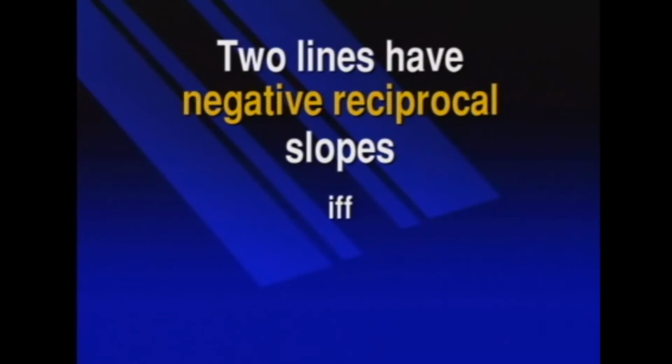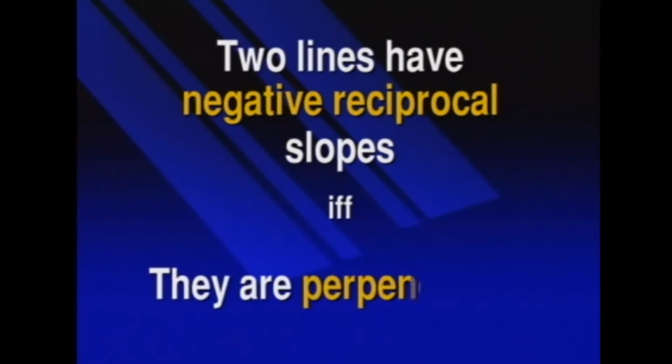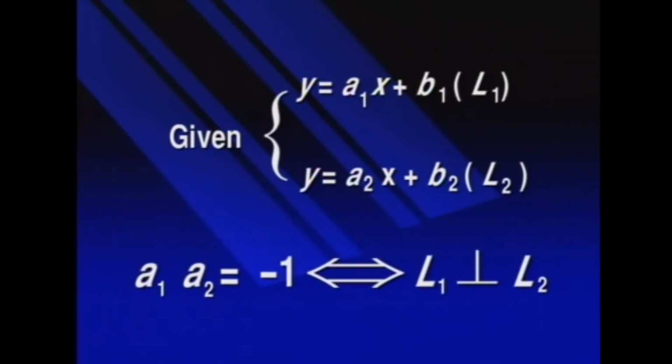So we are ready to recap and say that two lines are perpendicular, as you see on that visual, if and only if their slopes are negative reciprocals of each other. Well, how do we put that? If one line is written y equals a1x plus b1, and the other y equals a2x plus b2, the product of a1 times a2 has to equal negative 1 if and only if those lines are perpendicular.